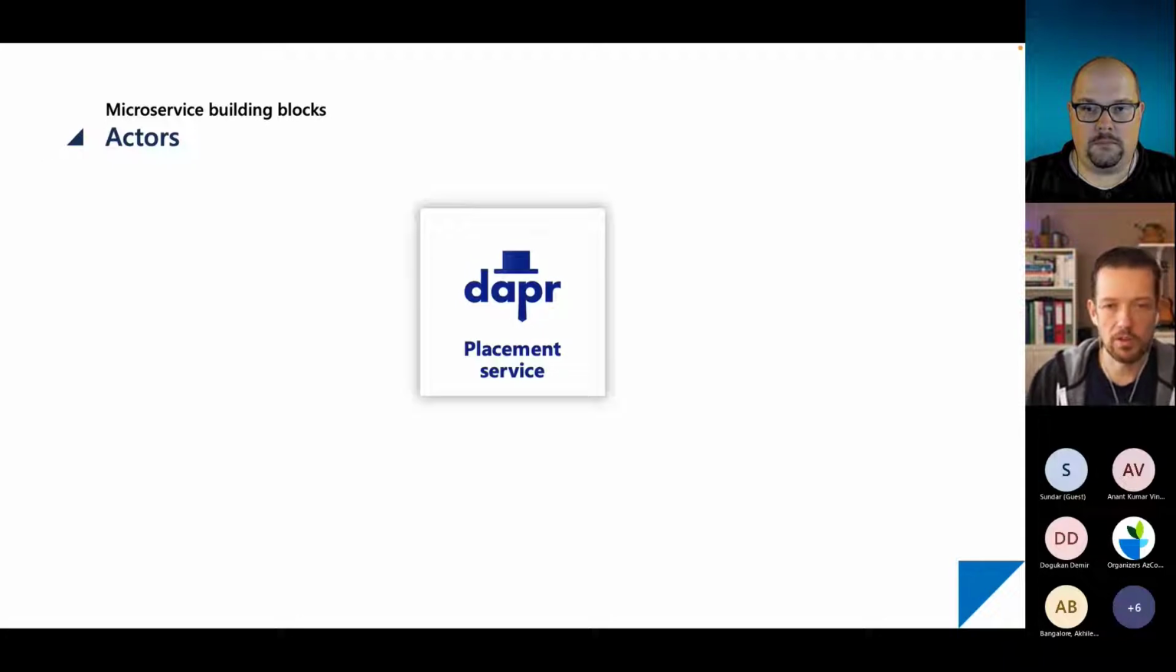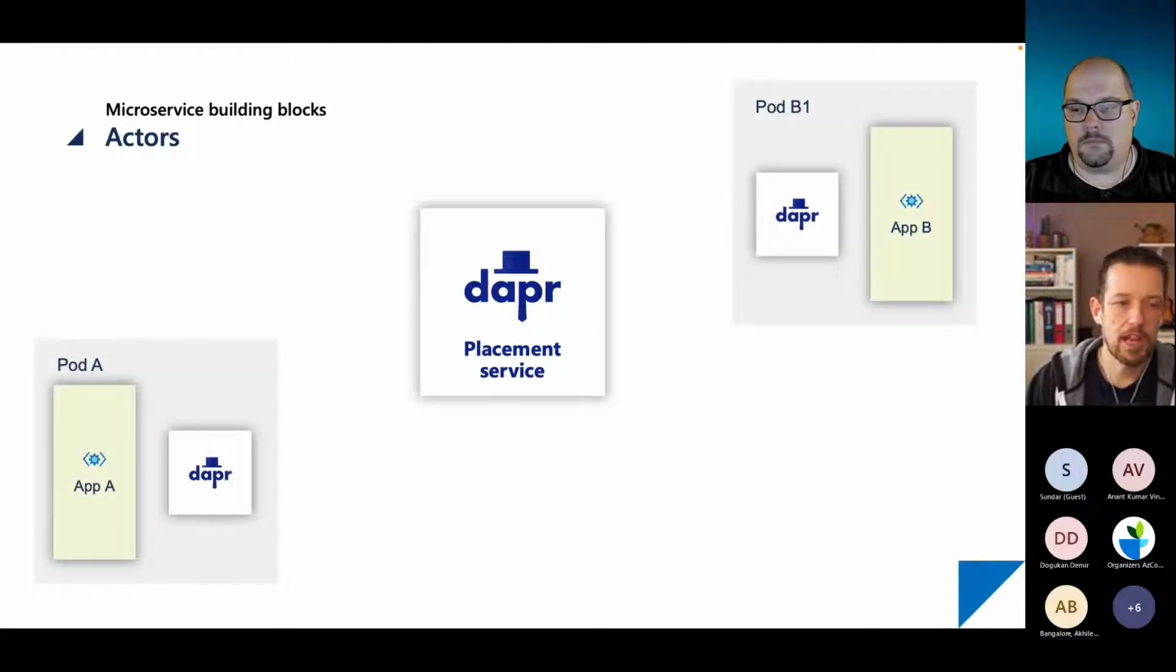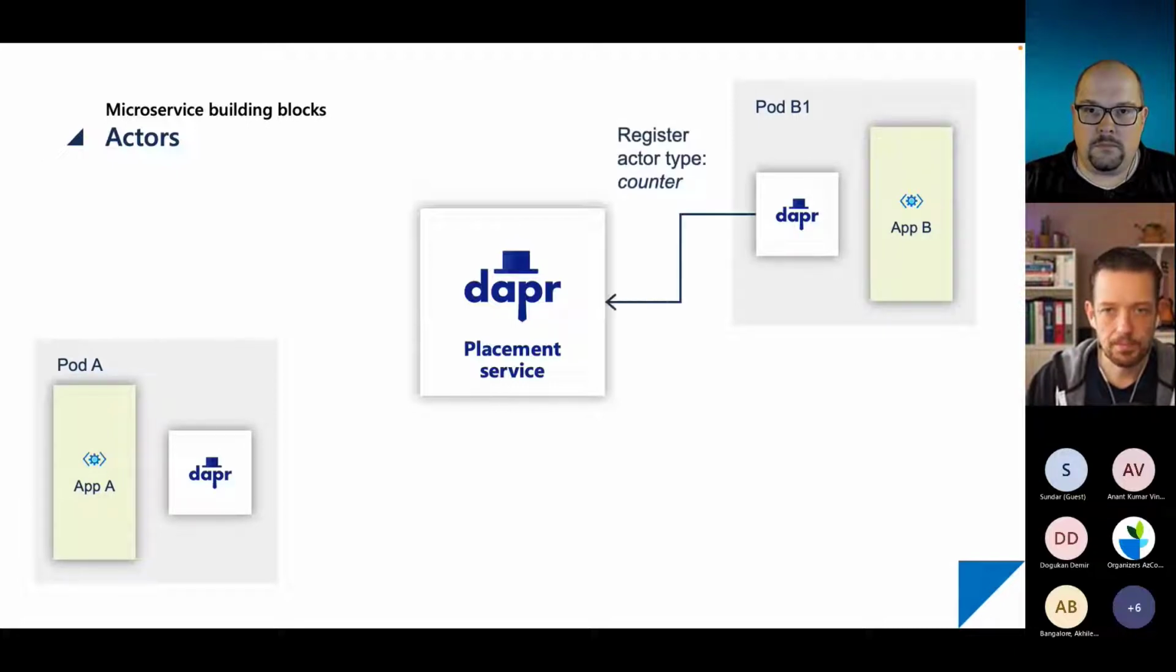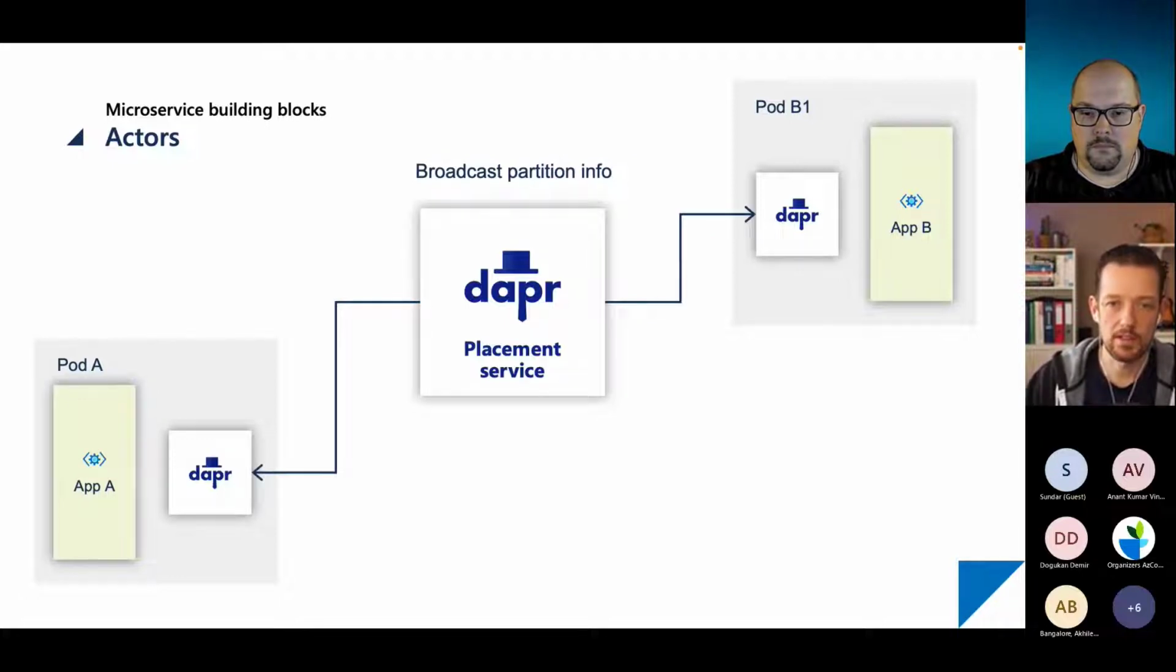Now, the Dapr placement service that we saw in the beginning, that was one of the containers that was installed by the Dapr init command. That service is responsible for keeping track of where actors are hosted. So let's say we've got applications A and B. Application B contains an actor type called counter. And when an instance of application B is started, the sidecar registers the supported actor type with the placement service. And the placement service then calculates the updated partitioning information and broadcasts it to all the instances. And each service can then cache and use that partitioning information to find the actor instance.